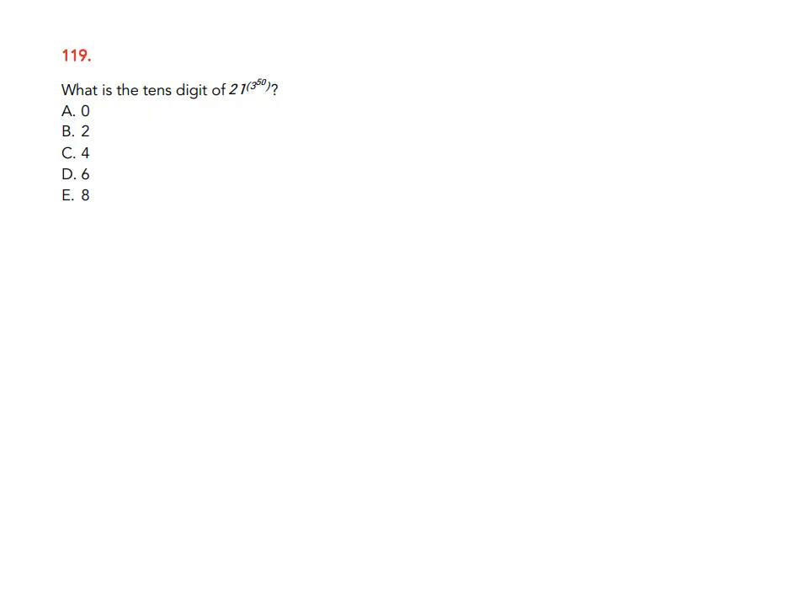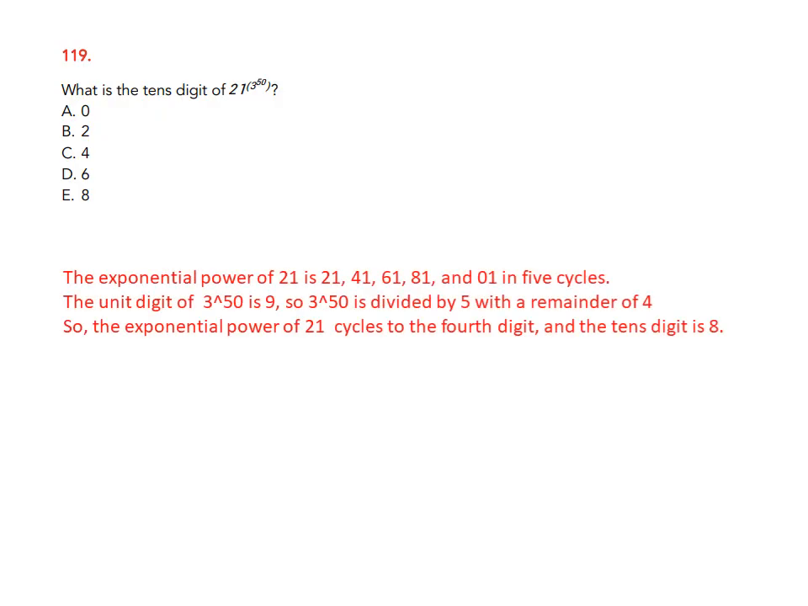What is the tens digit of 21 to the power 3 to the power 50? That is another laborious math. The exponential power of 21 is 21, 41, 61, 81, and 01 in 5 cycles. Now, the unit digit of 3 to the power 50 is 9. You can do it yourself and find out the unit digit. You will get that the digit is actually 9. So 3 to the power 50 divided by 5 gives a remainder of 4.